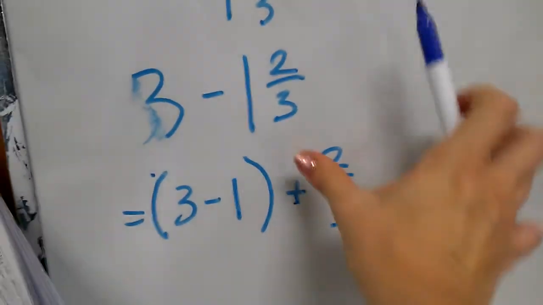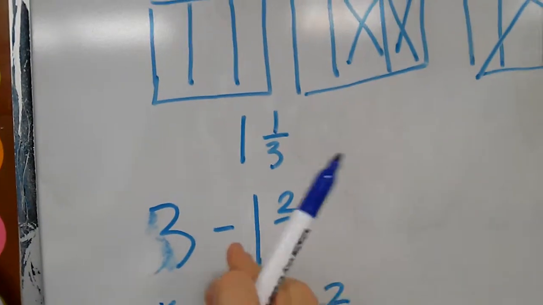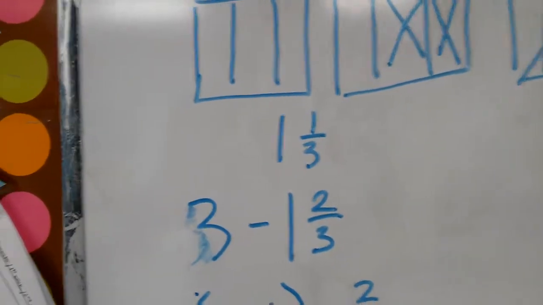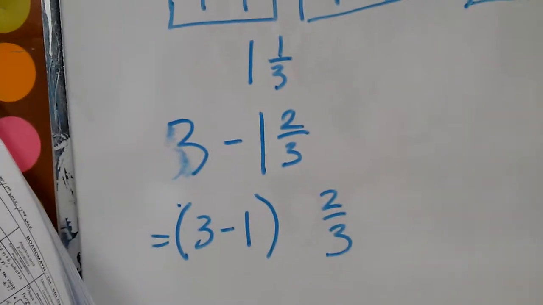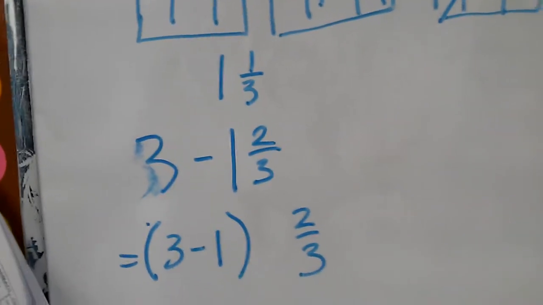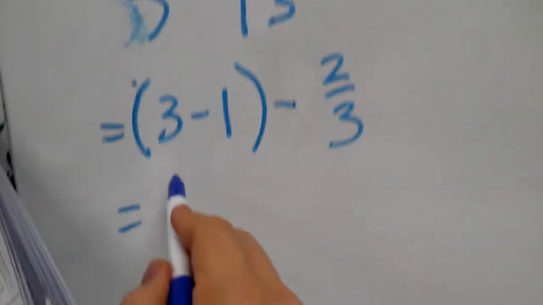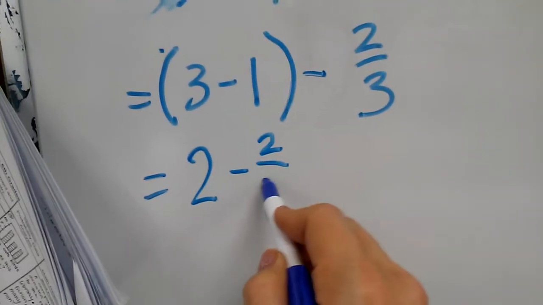And what I equated it to was if I thought of this like money and say $1.30, if I had $3 and I was going to give you $1.30, I wouldn't just give you the dollar and keep the 30 cents. I would have to give you the 30 cents as well. So this is subtracting. So now I'm going to simplify. I have 3 minus 1, which is 2, and I still need to subtract 2/3.